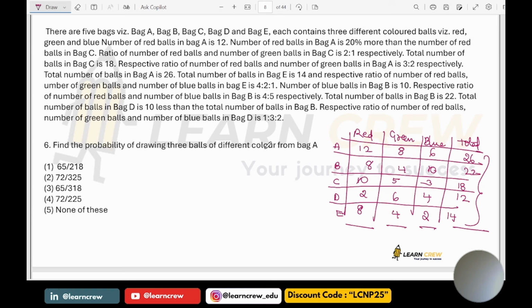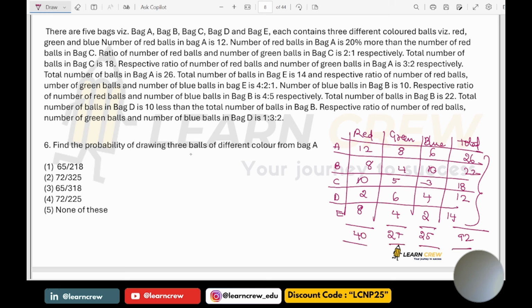It is 92. Total number of balls is 92. Number of blue balls is 25. Number of green balls is 27. And number of red balls is 40 in total. This is what we have found.